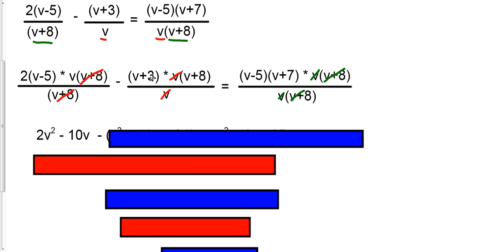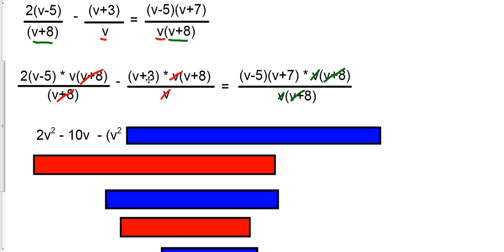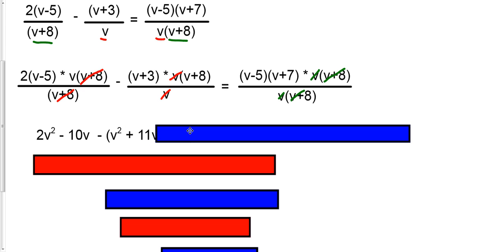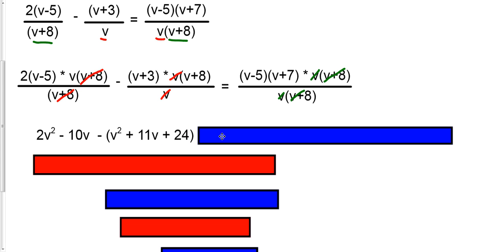V plus 3 times v plus 8. V times v makes v squared. V times 8 is 8v. 3 times v is 3v. Those will combine to 11v. And 3 times 8 makes 24. Remember, though, we're subtracting all of this.